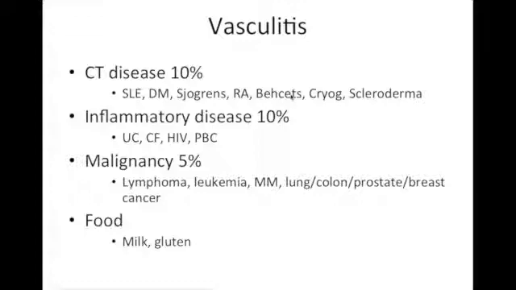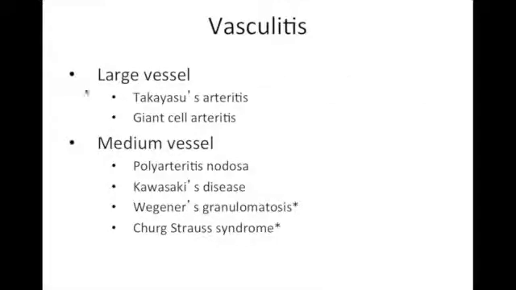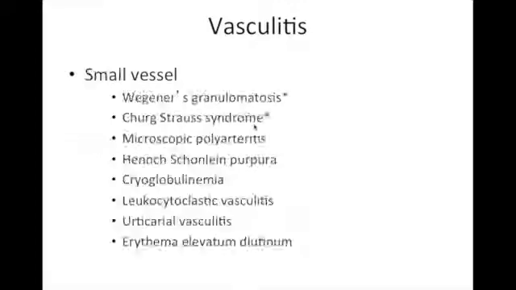And these include, as we saw before, connective tissue diseases, inflammatory bowel diseases, malignancies, and even foods, hypersensitivity reaction. Now, the classic classification is large, medium, and small vessel. Some of these overlap. Giant cell arteritis and Takayasu are both large vessel. Polyarteritis nodosa is a medium-sized vessel-only disease. Kawasaki's is primarily medium, however, it can affect small. Wegener's and Churg-Strauss affect small vessels as well. Microscopic polyarteritis or polyangiitis can affect small and medium.